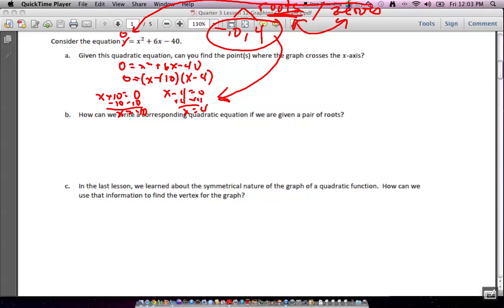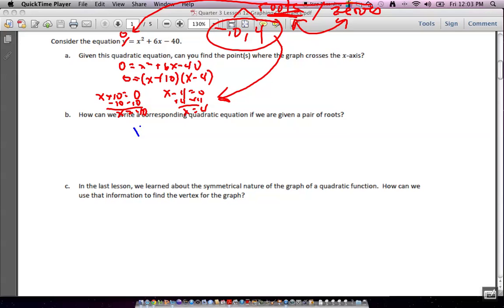Well, now today we're going to get into something which is a very similar idea, and what today is really about in a lot of ways is working backwards. It says here, how can we write a corresponding quadratic equation if we're given the pair of roots? So now, let's pretend we reverse the question, okay? Let's say that we knew the roots were negative 10 and 4. What is the quadratic equation?